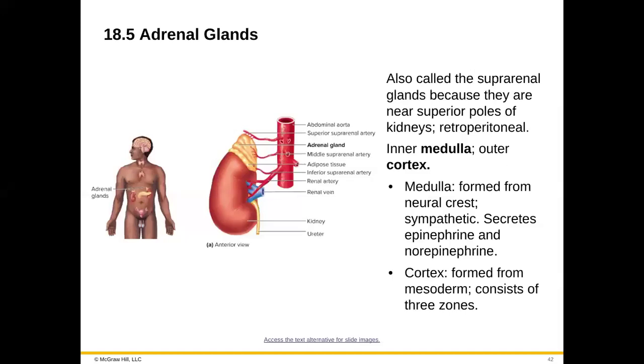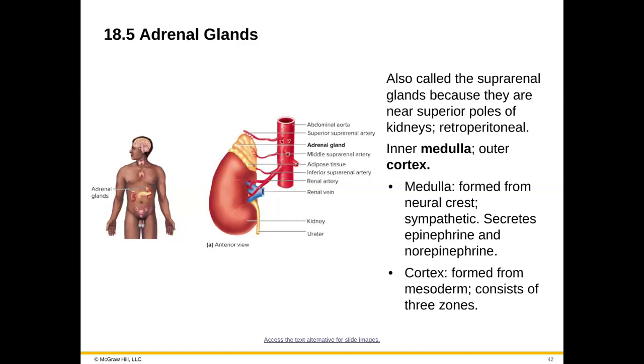This is Module 1, Section 18.5, where we're going to talk about the adrenal glands. The adrenal glands have a couple different names. Some people will refer to them as the suprarenal glands. I refer to them as the party hat on the kidneys. As you can see in our image here, they look like a little party hat sitting on top of our kidney. But they're found at the most superior poles of the kidney, and they're considered retroperitoneal, which means that they're behind the peritoneum within the abdominal cavity.